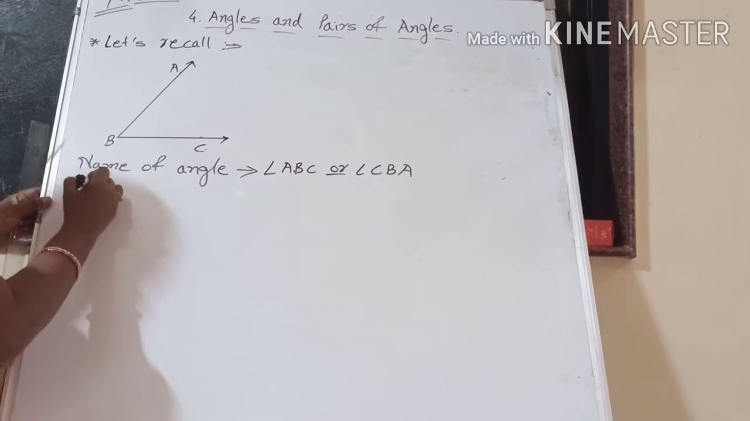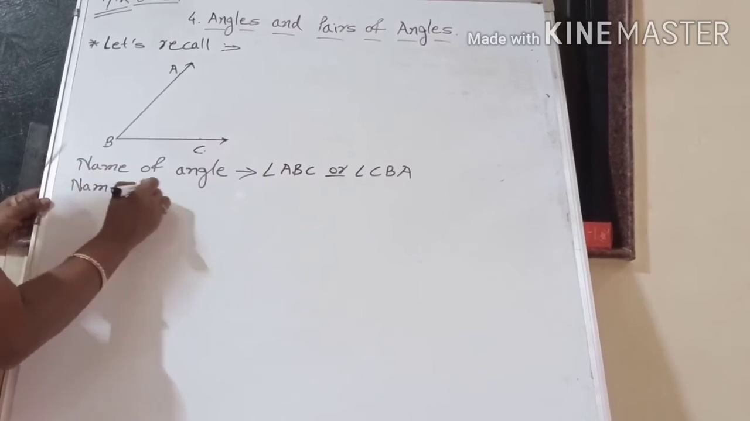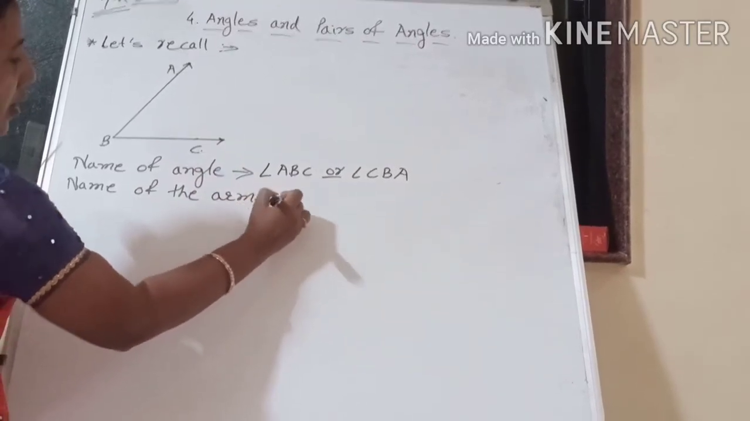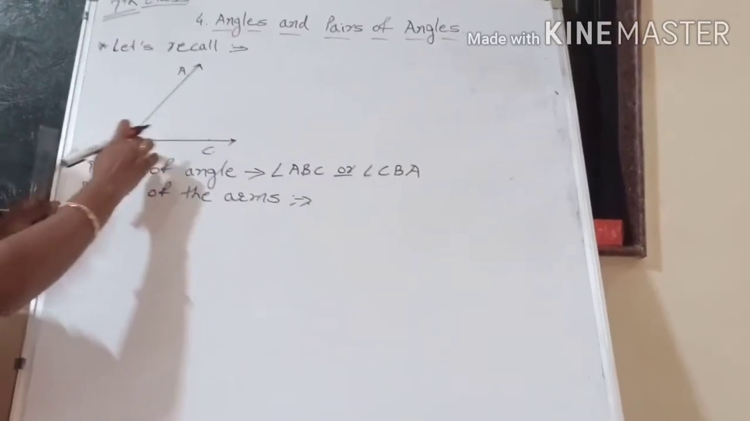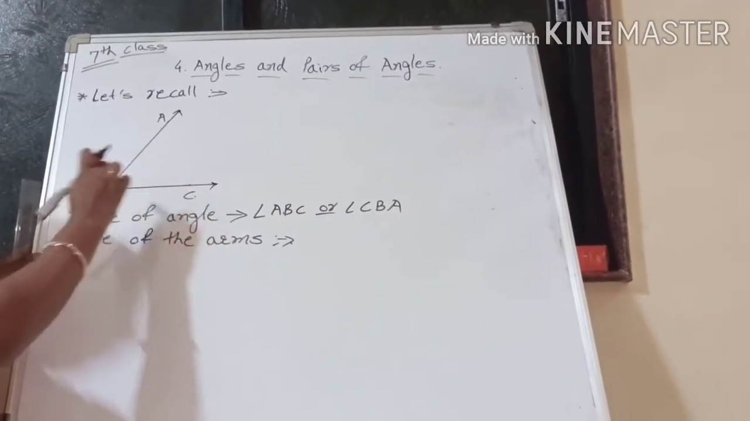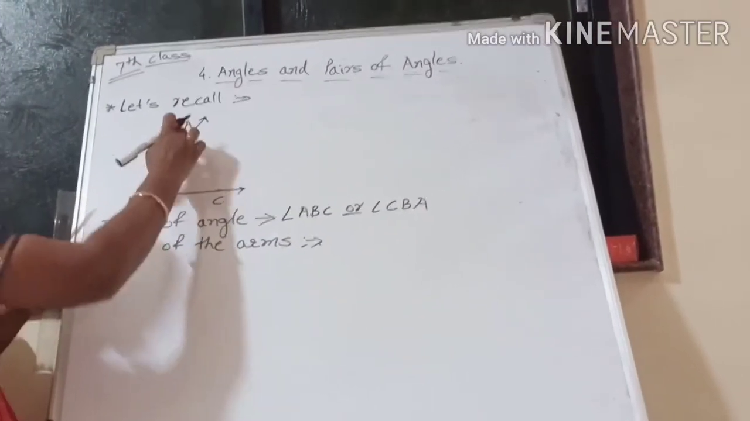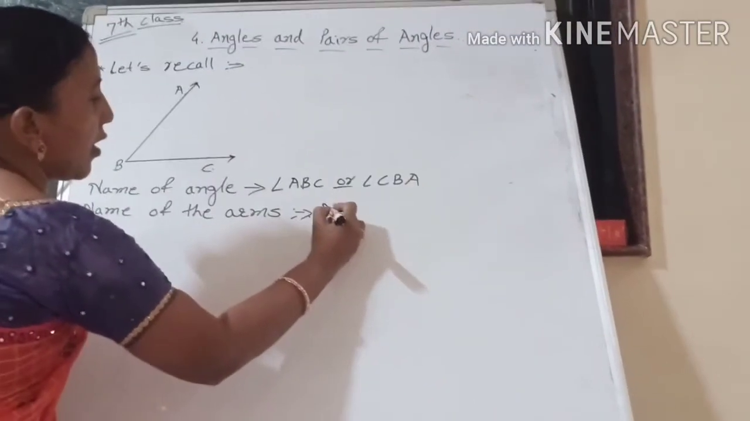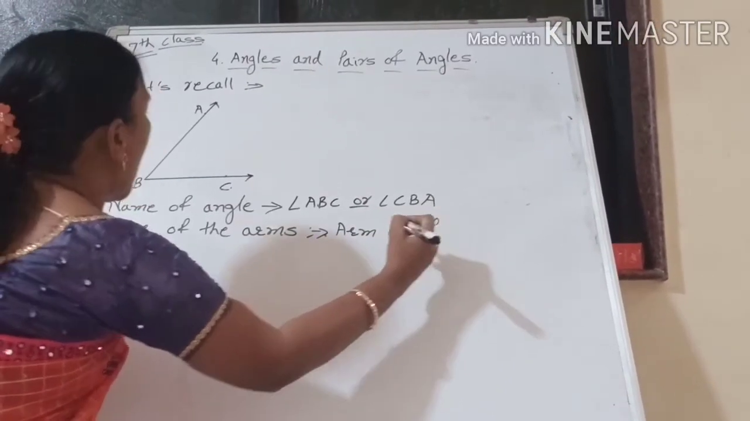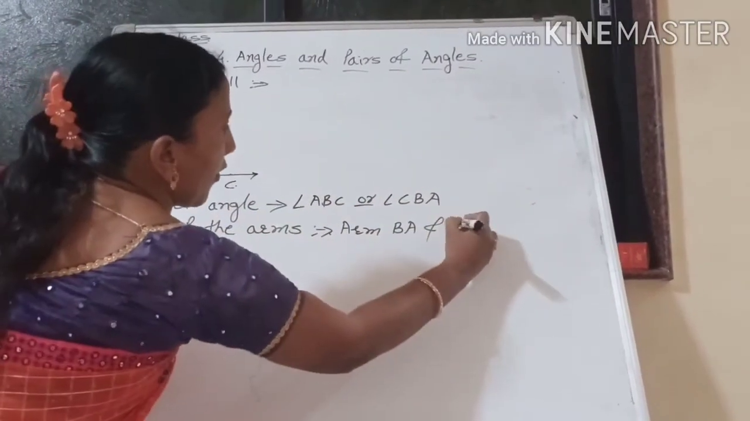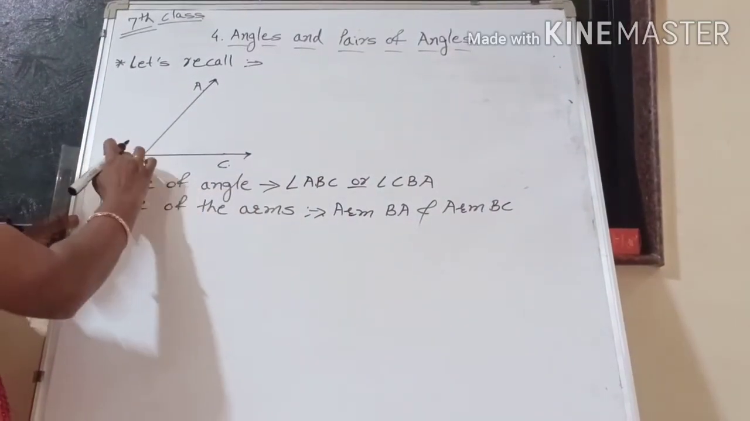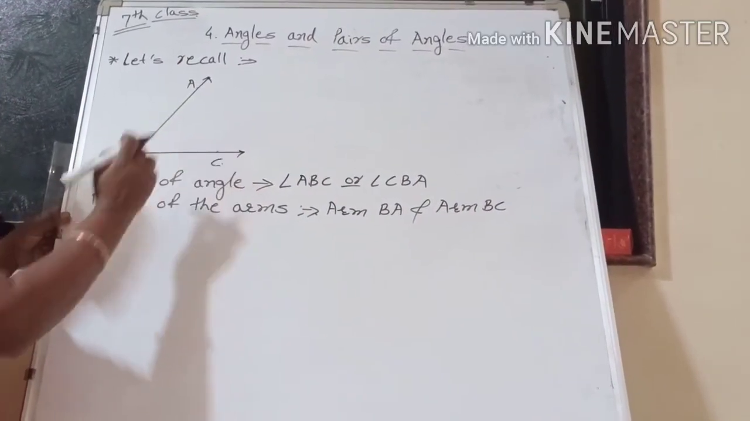Then name of the arm. How many arms of the angle? There are two arms, arm BA and arm BC. Arm means बाजू, भुजा. किती आहेत? तर दोन आहेत. Arm BA and arm BC. आता हे लिहिताना साइड BA and साइड BC असे लिहिलं तर चालतंय.